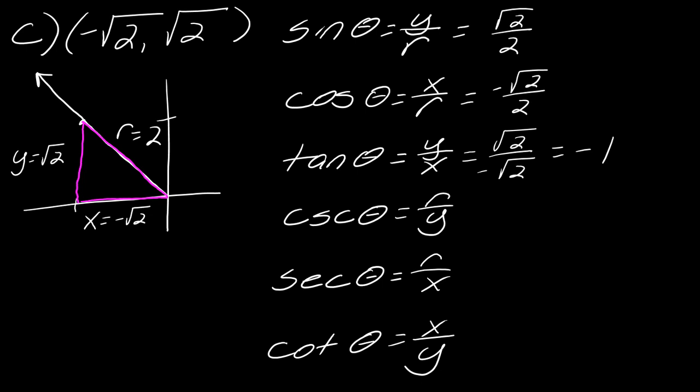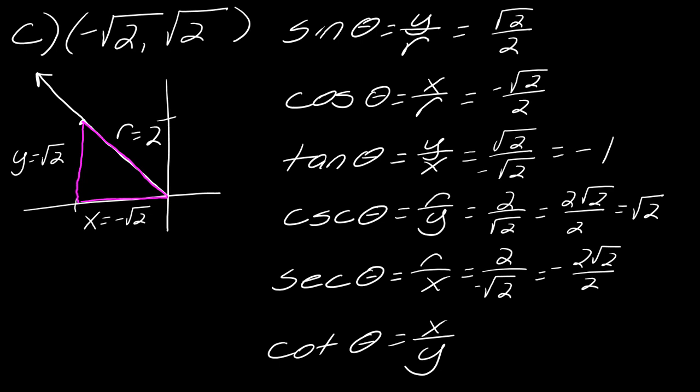And then for the cosecant of theta, that's going to be r over y. So that comes out to 2 over the square root of 2. And we know that we need to rationalize that. But check out what happens when I rationalize this. So I multiply the top and bottom by the square root of 2. These 2's actually will drop out. So then I'm just left with the square root of 2.